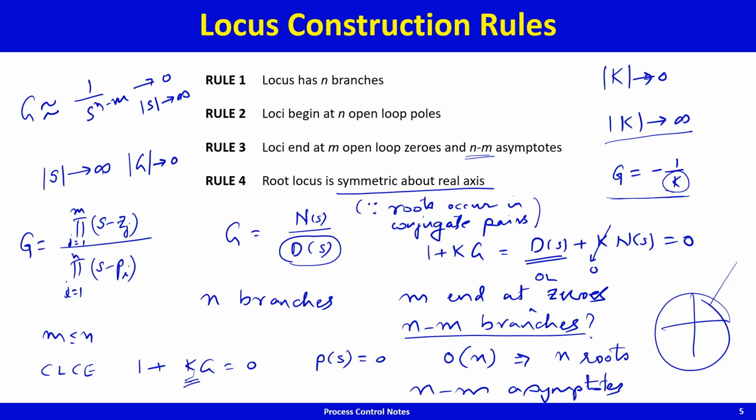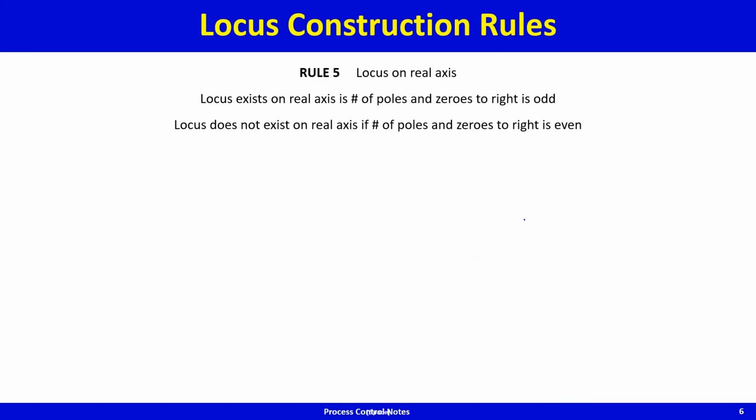Okay, now let's talk about asymptotes. Oh, locus on the real axis. Okay, consider a situation: you just do the pole zero map of the G transfer function. So the poles and zeros of G, just plot them on the complex plane.